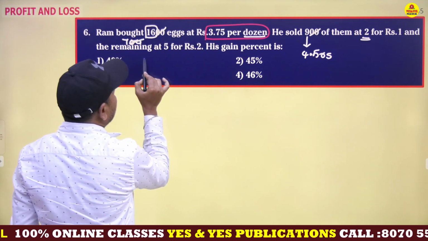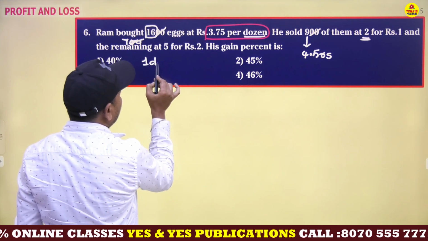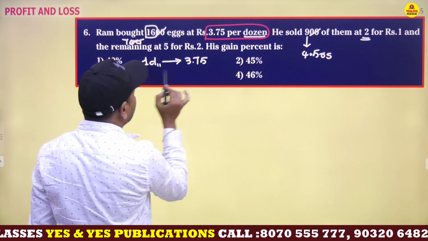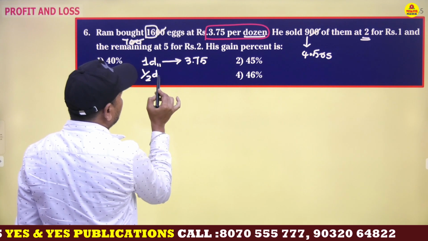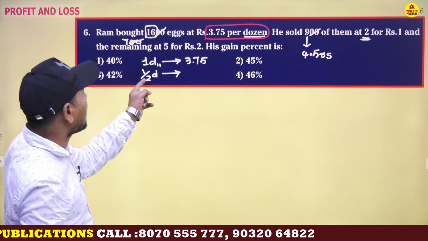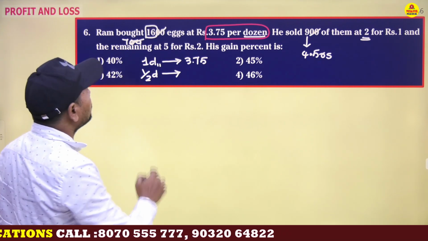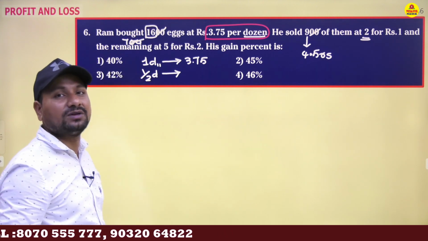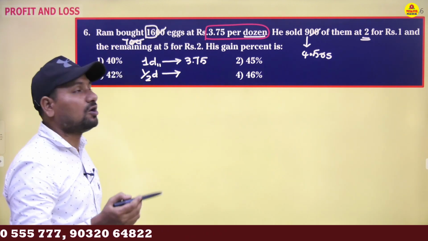Here 1 dozen is equal to 3.75 rupees. Half dozen is equal to how many rupees? 1 dozen means 12x, and half dozen means 6x, but you need 16 only. 16 means an extra 4x. How much does 4x cost?